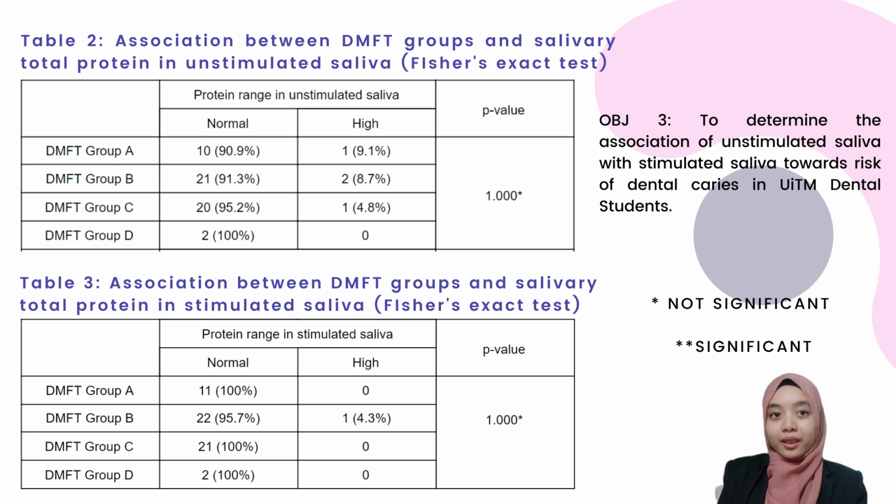Answering our last objective, the association between the DMFT groups and salivary total protein in both types of saliva were evaluated with Fisher's exact test, as shown in Table 2 and 3, where both tests showed insignificant p-values. Thus, there is no significant association shown between the variables among the first year.